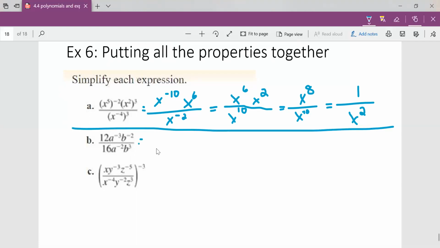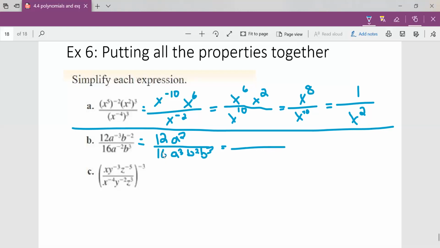All right, the next one. So 12 and 16 are both positive exponents. I'm going to leave them just where they are. a to the negative 3 is going to come down as a positive 3. b to the negative 2 is going to come down as a positive 2. a to the negative 2 is going to come up as a positive 2. And b to the third is positive, so that means it's going to stay down here.